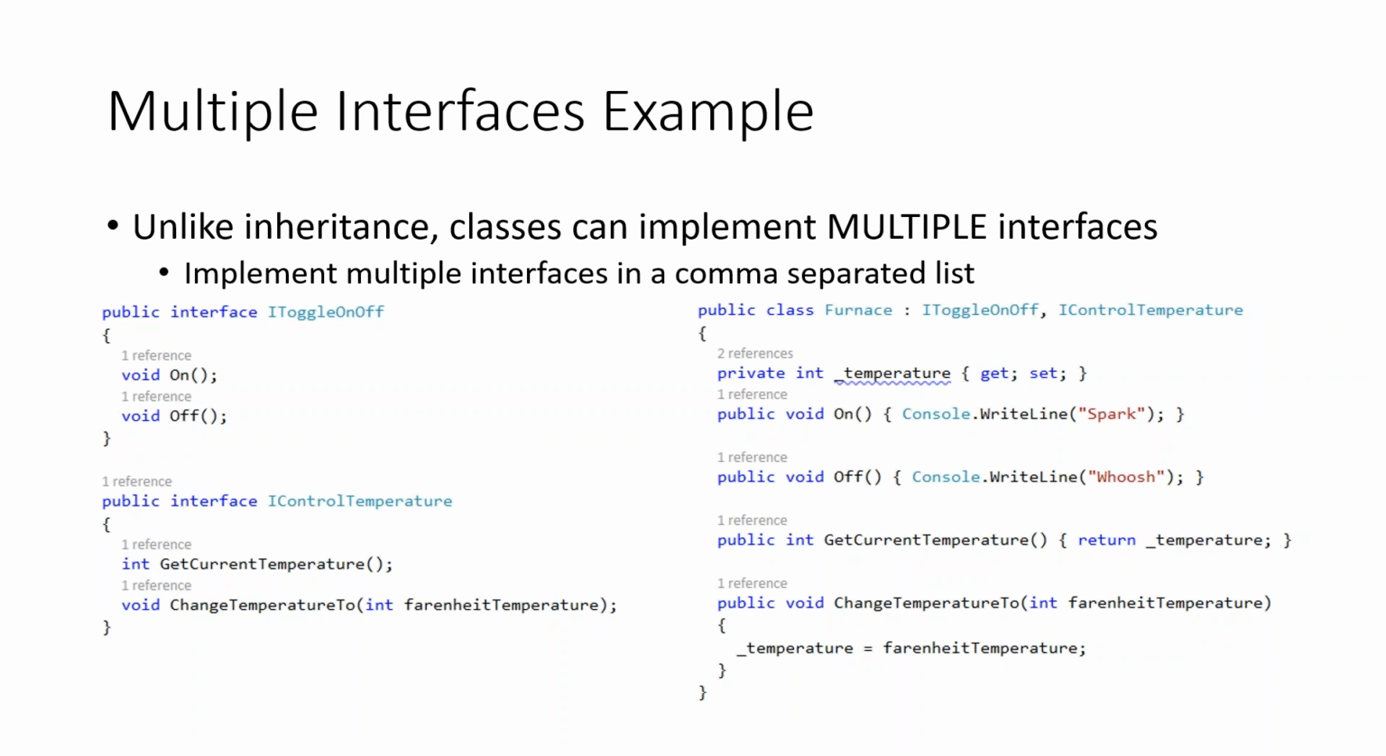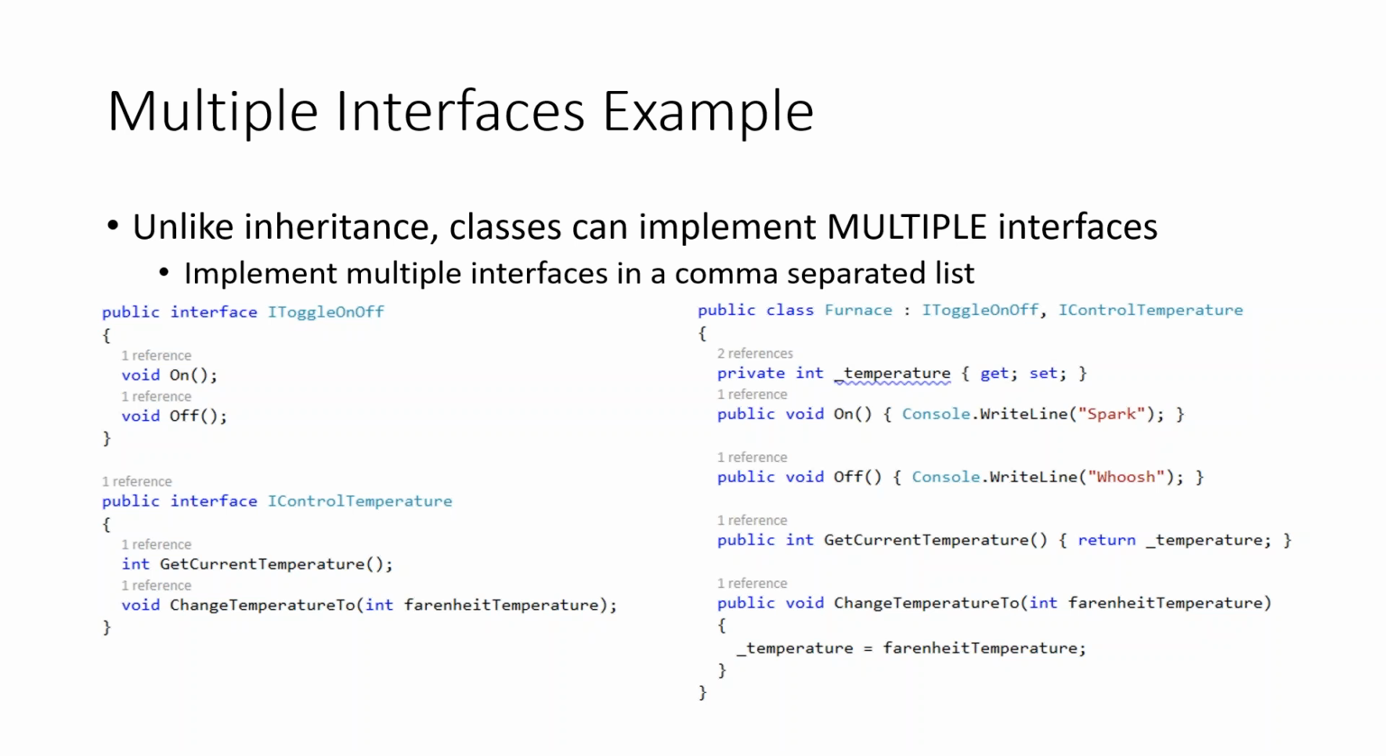Okay, so over here, you can see our example, IToggleOnOff, IControlTemperature. Those are two interfaces that we've defined. IToggleOnOff has on and off, just like the last example, but IControlCurrentTemperature has two methods, GetCurrentTemperature and ChangeTemperatureTo, right? And it accepts a degree setting saying change the temperature to this degree setting.